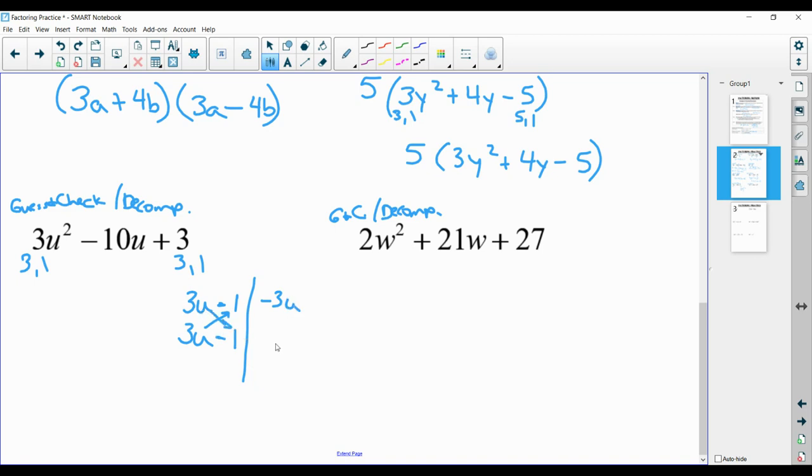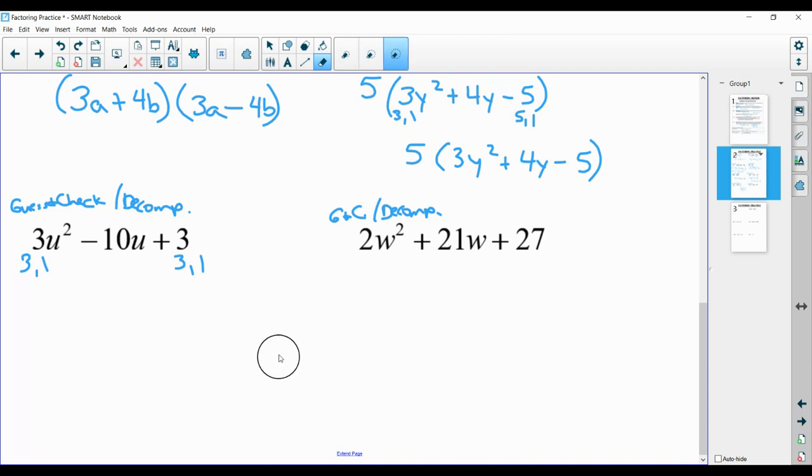And 3u times negative 1 is negative 3u. Now, I'm not sure if you noticed, but I mixed up my numbers as I was writing them down. So this is not actually going to work. Negative 3u and negative 3u is negative 6u. So we're going to take the eraser and we're going to try something else.